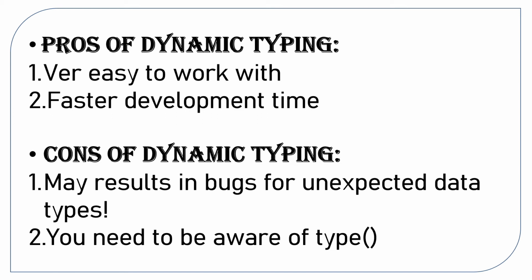Now, this is a kind of double-edged sword, because the con is that this may result in bugs for unexpected data types, because you are not having the restrictions of data types, especially when you are dealing with user input. You may have unexpected data types that can cause problems later on in your operations. So you should be aware of the data types as you are coding.